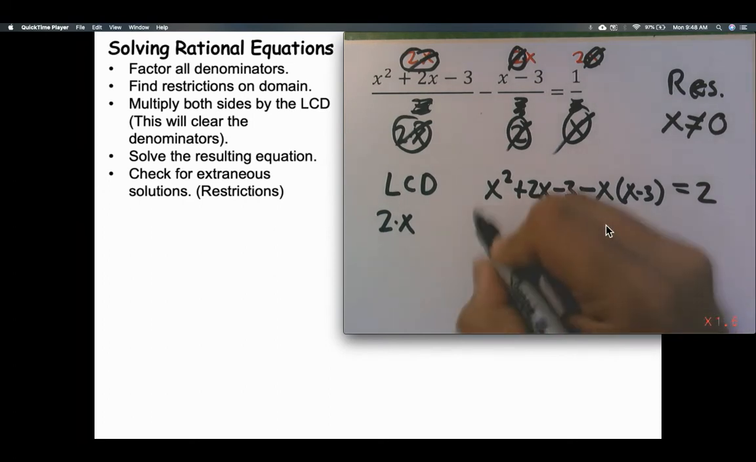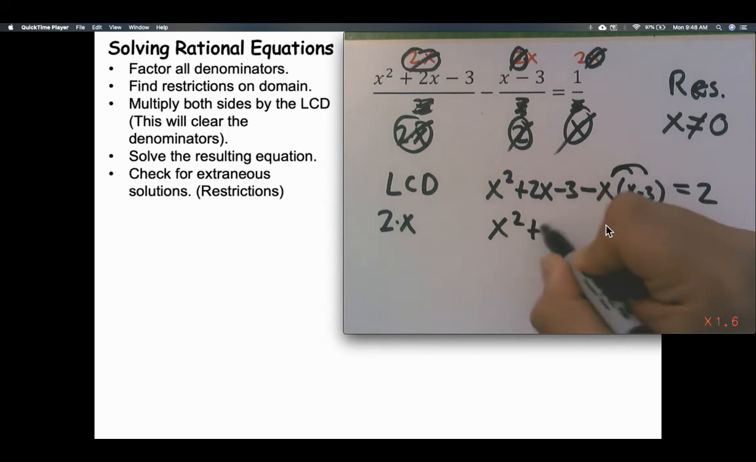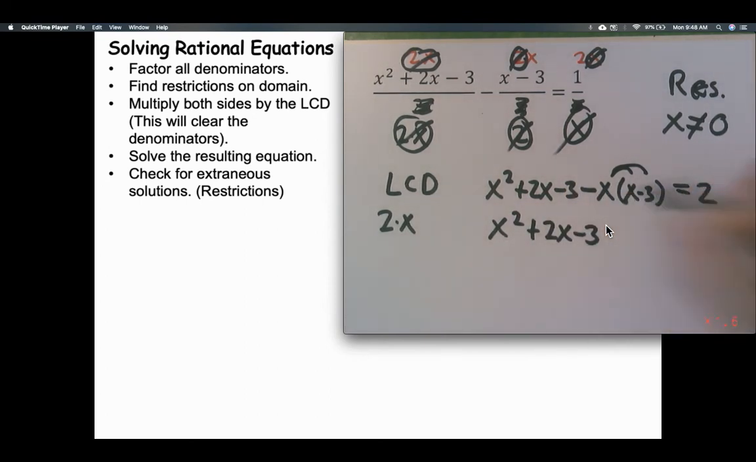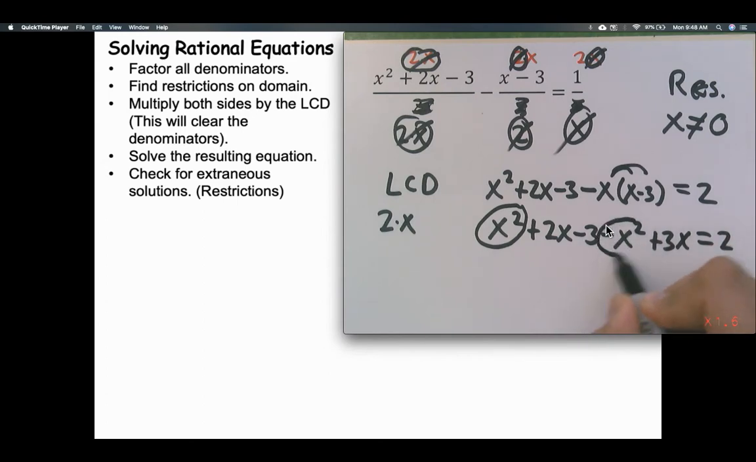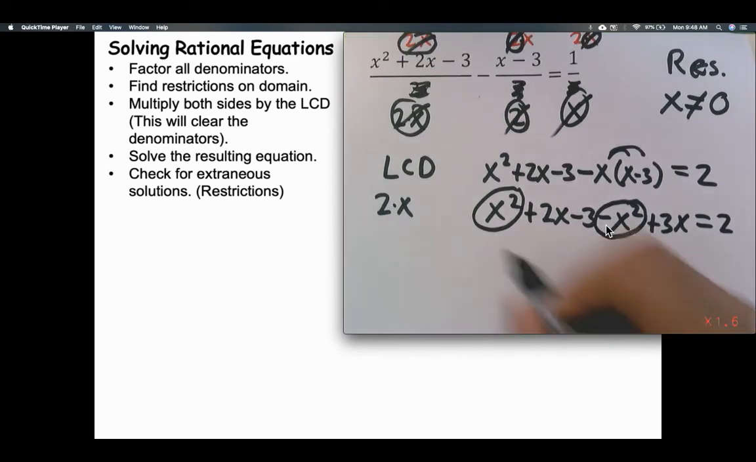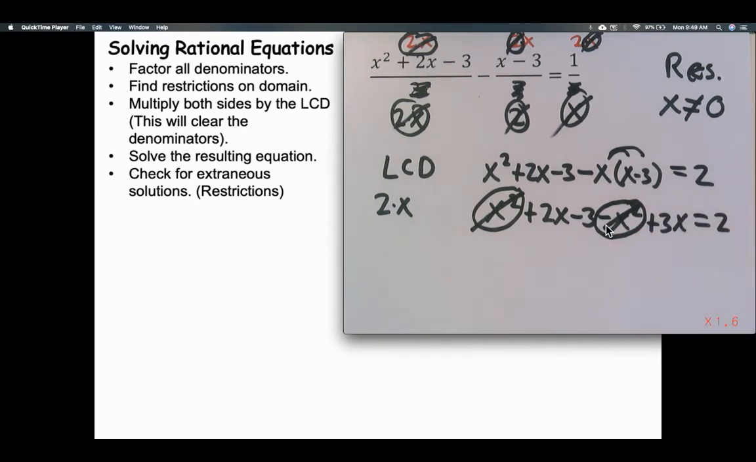So let's go ahead and solve it. First step, go ahead and distribute that. So you got your x squared plus your 2x minus your 3. Negative x times an x is a negative x squared. Negative x times a negative 3 is a positive 3x equals 2. Combine like terms. I got an x squared and a negative x squared. When you combine those, they're gone. 2x plus a 3x is going to be a 5x. So 2x and 3x made that 5x. And then you got your minus 3 equals 2.